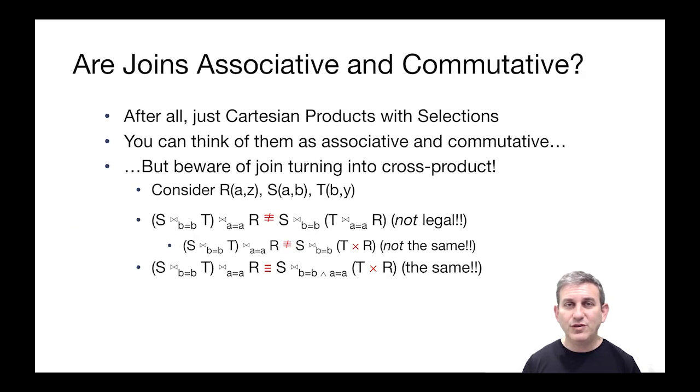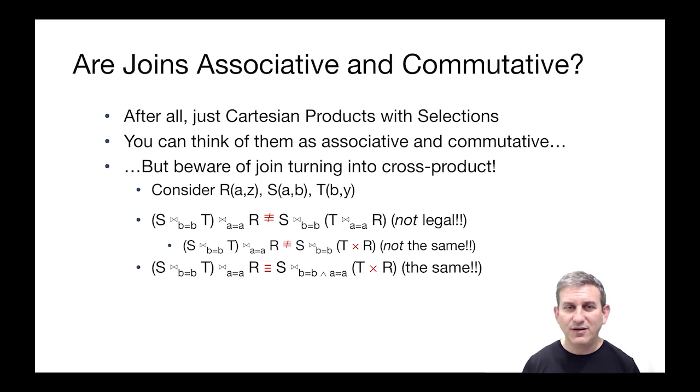Now, generally, we're more interested in joins than cross products because they're much more common in queries, and we have efficient algorithms for joins. So are joins associative and commutative? After all, they're just Cartesian products with selections, right? Well, you can think of them as being associative and commutative, but you have to be a little careful because joins sometimes will turn into cross products when you do this.